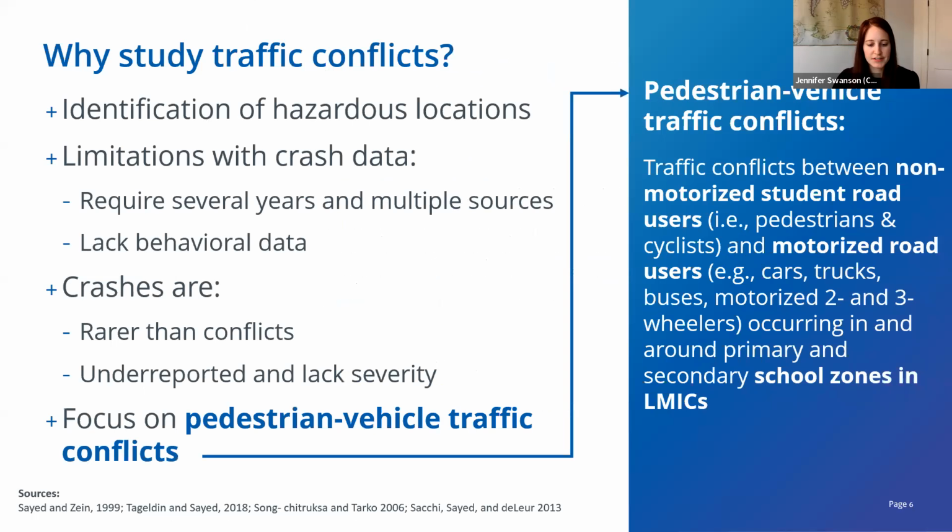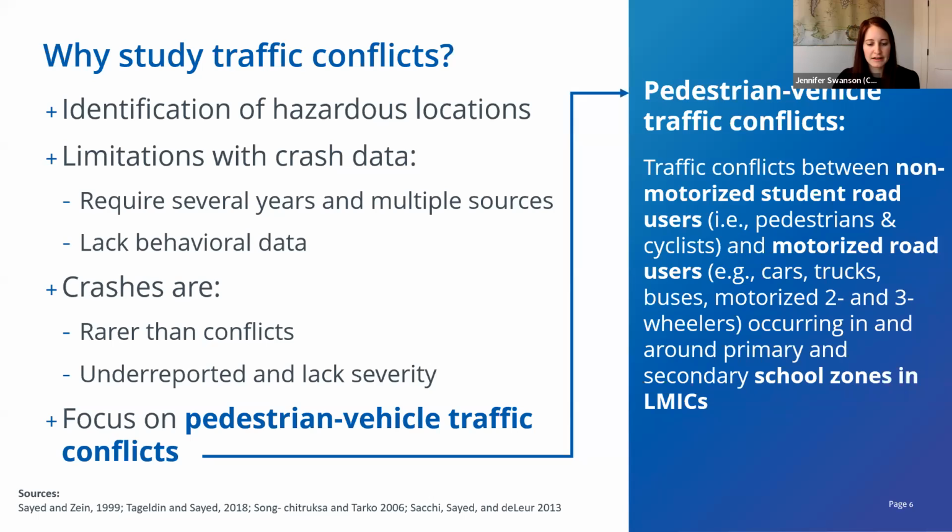So traffic conflicts are studied to identify hazardous locations and to focus on prevention. In this case, the focus is narrowed to school zones. Usually when there is interest in learning if a particular intersection or stretch of roadway is unsafe, crash data is used. But crashes are rarer than conflicts, and sometimes evaluation using these types of data sources requires several years of crash data and multiple sources. And in addition, crashes are often underreported and lack severity data.